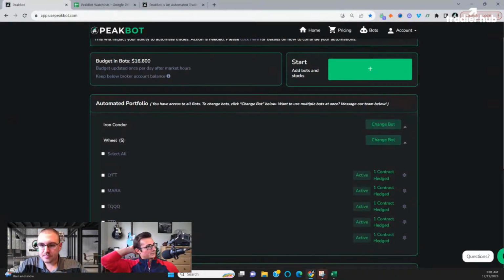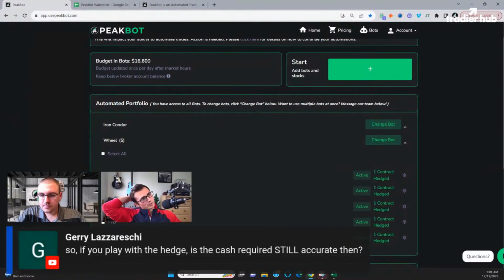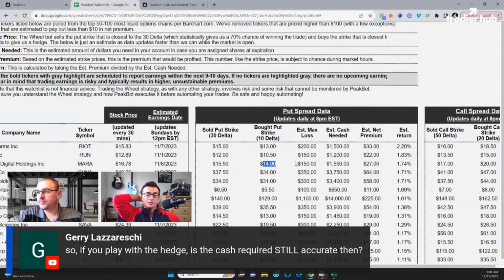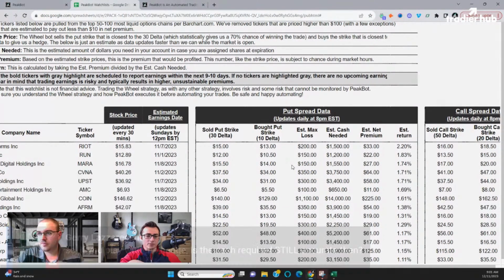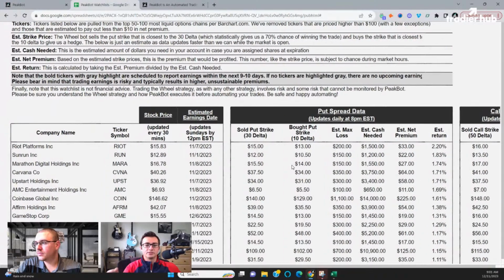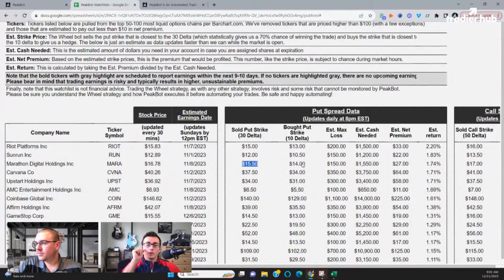So we did get another question. Jerry popped in a question: if you play with the hedge, is the cash required still accurate? Great question. The answer is yes, because if you get assigned shares, you will still need the same amount of cash. When you set up this trade manually and look at what your broker is telling you, it's actually the max loss that's going to be the total effect on your account.